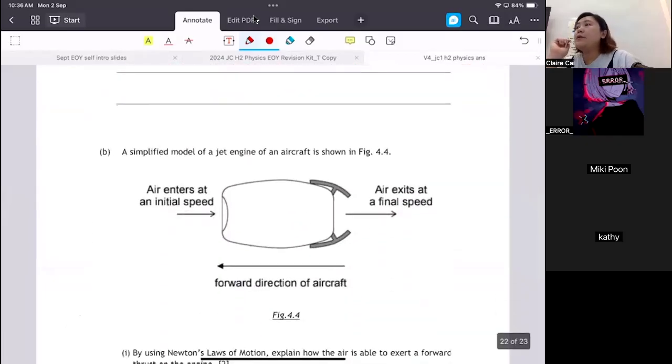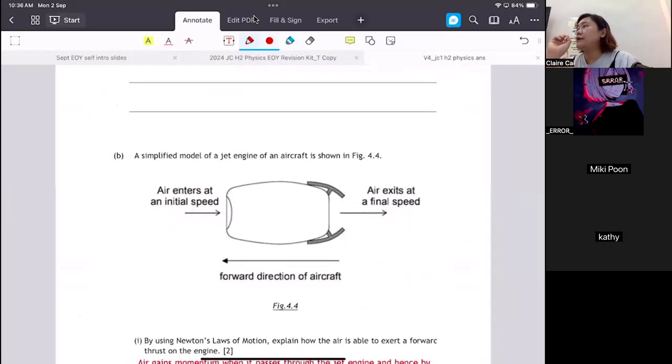Okay, so for part B, this will be the part where I'll be using the newer version of your F net equal to dp dt. Just now we said that we have the two versions, F net equal to MA and F net equal to V dm dt. And this part of the question is a good demo of how to use this law.